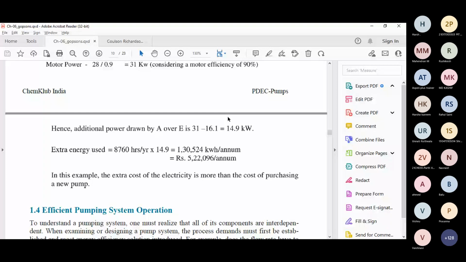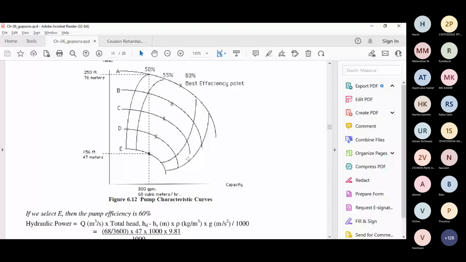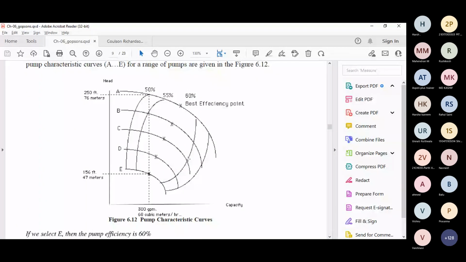That's why if you see per year, we have 8760 hours in a year, and 14.9 kilowatt at the electricity cost per unit, you can quantify it, somewhere around 5 lakhs of rupees is the extra cost you are spending just because you have not selected a proper pump. So always you should select a proper pump, and even after the selection, you should never use a pump in throttling service. Always use your pump at the best efficiency point, right?